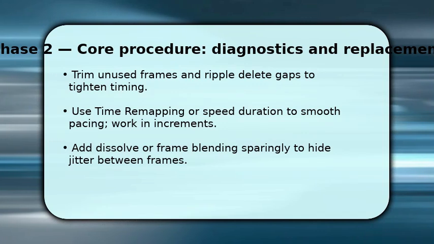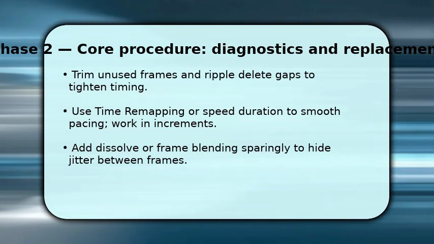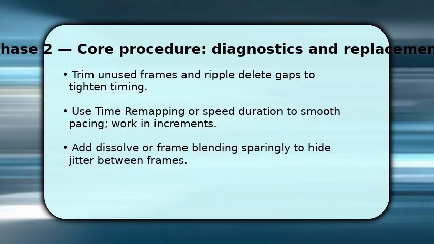Now you refine timing. Trim stray frames and ripple delete gaps to tighten the animation. You'll want to adjust clip durations in consistent increments so motion remains steady. Use speed/duration or time remapping for subtle slow-ins or speed-ups.